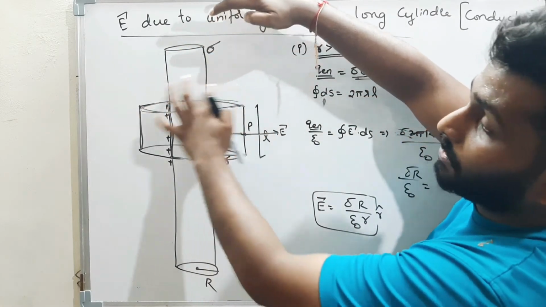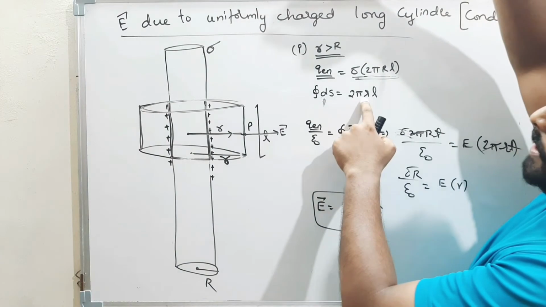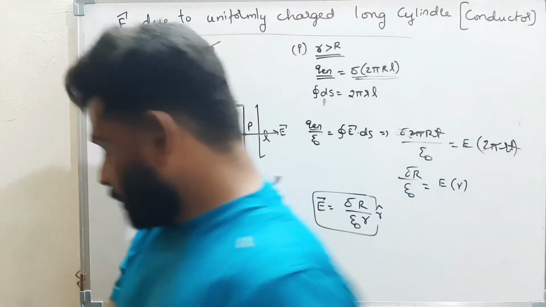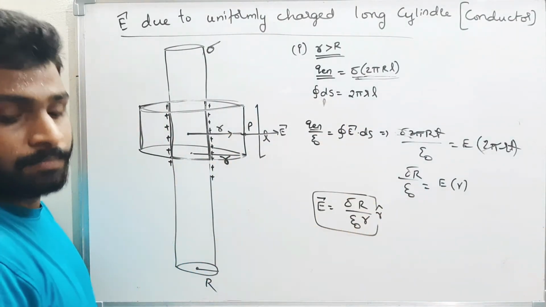What is the area of this Gaussian surface? The cross-section area of this Gaussian surface is 2 pi small r into L. Now put them in, and you will get the electric field. Okay.